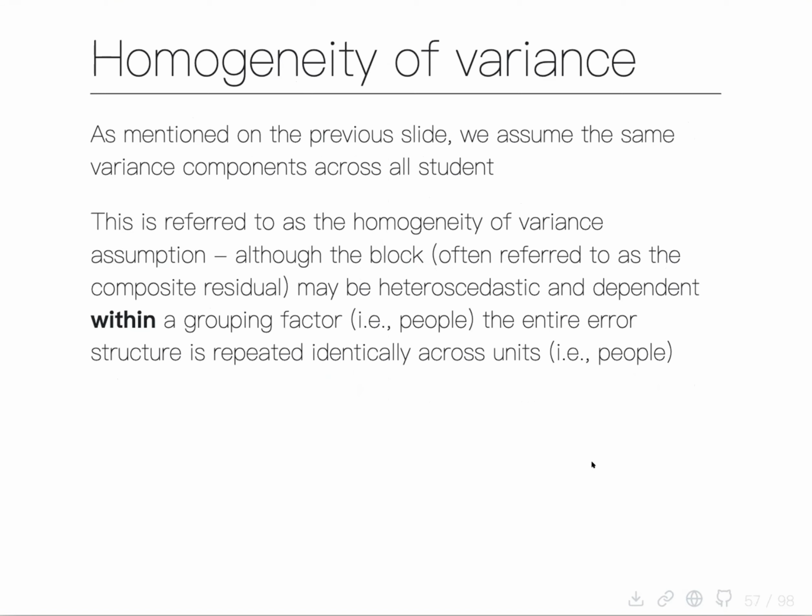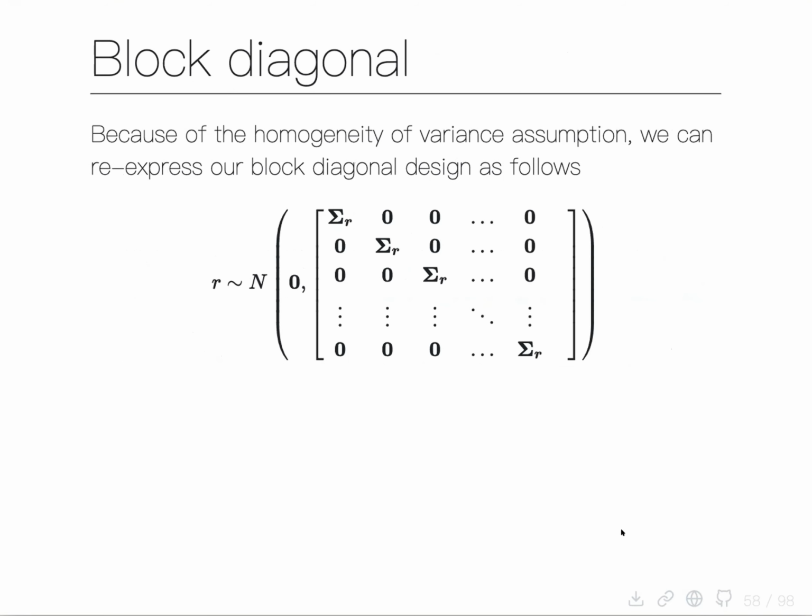Okay, so the residuals can be heteroskedastic and dependent within a grouping factor, which in this case is people, but it doesn't have to be people, right? In our HSB one, we would say the residuals are heteroskedastic and potentially dependent within a grouping factor, so within a school. But the entire structure, so the blocks, are repeated identically across units, so people or schools or whatever. Okay, so this leads to this block diagonal structure.